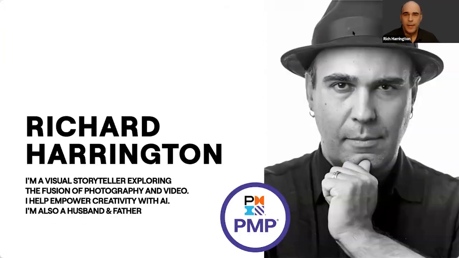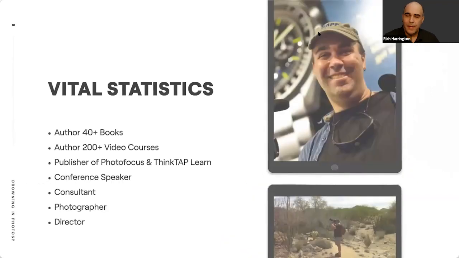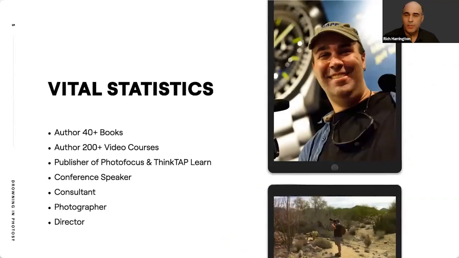My name is Rich Harrington, and I'm a visual storyteller. I've been helping people learn a lot more about photography and video for about 25 years. I also have my own creative hands-on company where we produce content for a wide range of clients. I've done a lot of work lately with AI as well, helping people learn more about how AI can help them to really keep their images and their content looking great and well organized. And when I'm not busy doing everything professionally, I, of course, enjoy being both a husband and a father. Through the years, I've put together 40 books and more than 200 courses. And I am the publisher of photofocus.com, which many of you may have discovered this webinar from, as well as an educational website called Think Tap Learn.